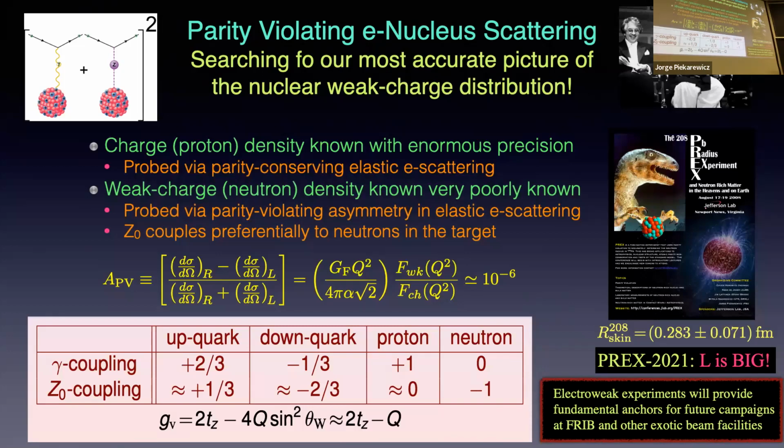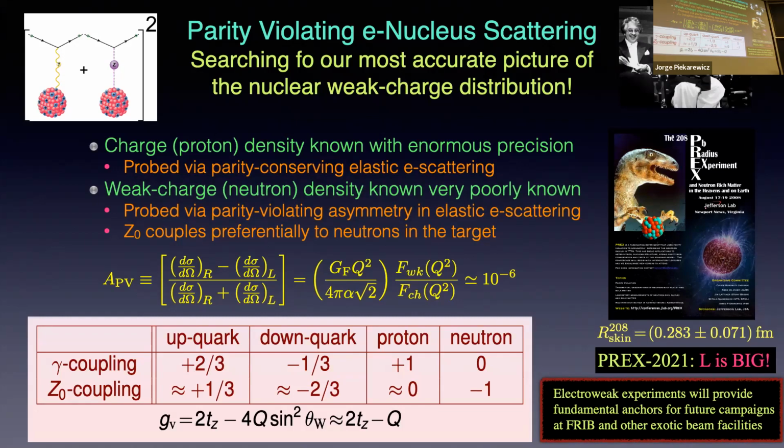However, you can also get information about the neutron distribution, because once in a while, the electron not only interacts via the electromagnetic force, but also via the weak force. The Z0 boson is the carrier of, or at least one of the three carriers of, the weak force. So the electron emits a Z0, and the question is, how does the Z0 couple to the nucleus? There is a very interesting dichotomy between the coupling of a photon and a Z0.